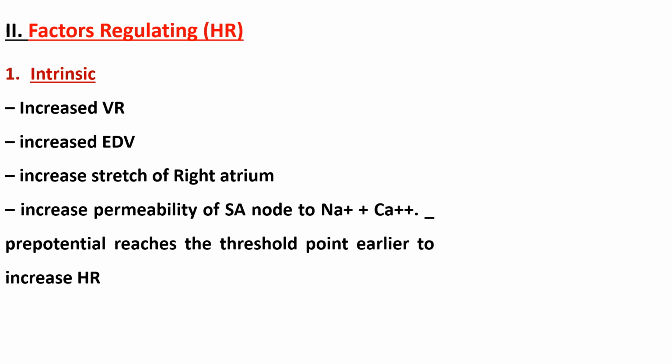So the stretch of the right atrium due to increase in the venous return produces stretch of the SA node. The SA node, when it is stretched, the calcium channels are wide open and allow entry of calcium into the SA node cells, and this produces a fast prepotential, and this reaches the threshold point earlier to increase the heart rate.